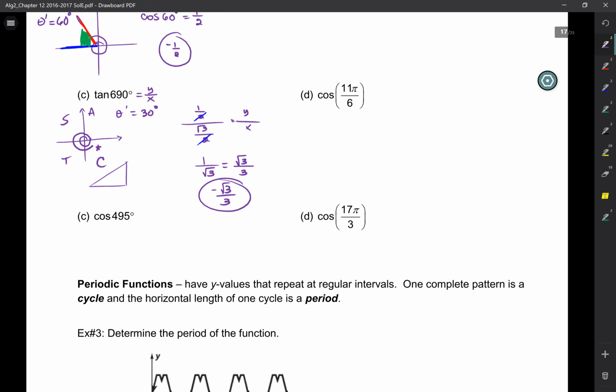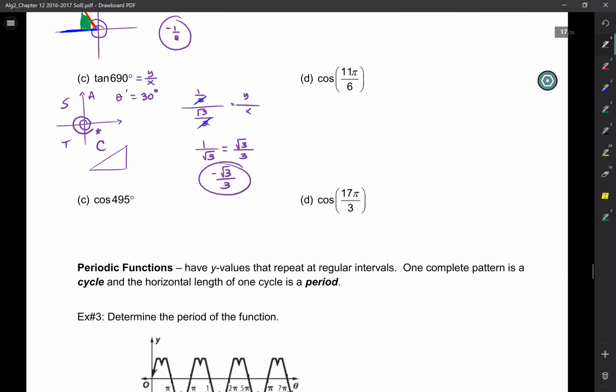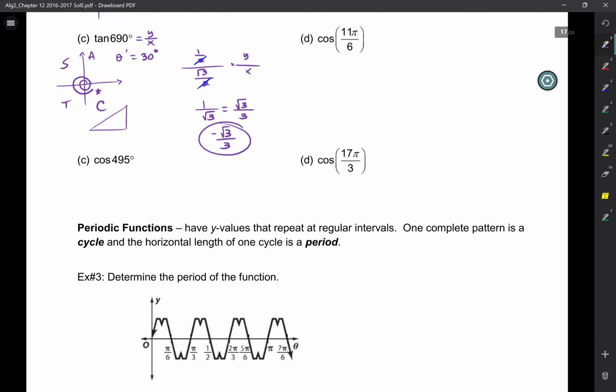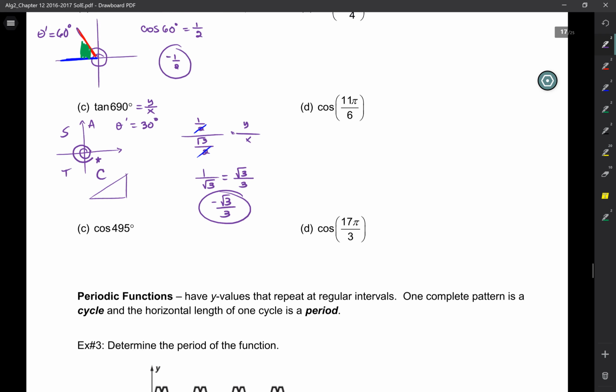Only sine is positive. Tangent and cosine are negative. Here, tangent is positive. Sine and cosine are negative. Here, cosine is positive. Tangent is negative. All right? It did click with you last time, didn't it? If you can visualize where it lies, then you don't have to draw it.